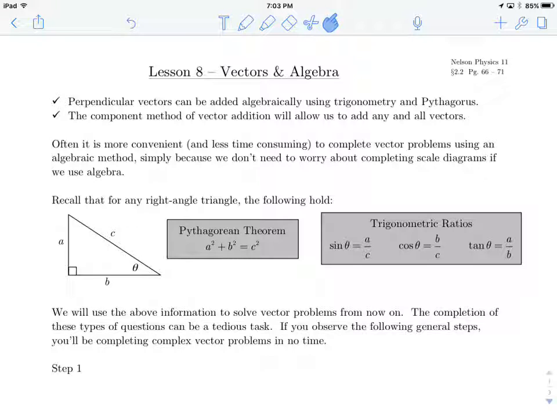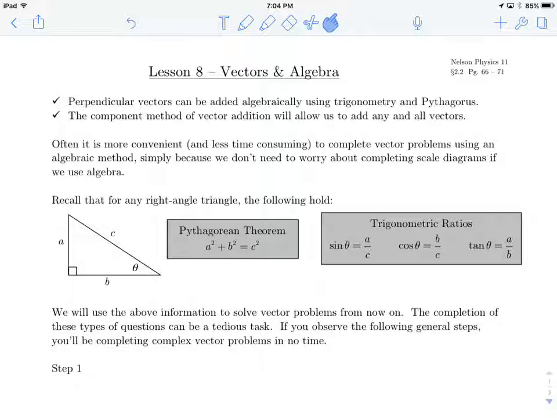We are with lesson 8 in this unit, and we're still talking about vectors in 2 dimensions. Some important things to know, though, is that very often it's much more convenient to use an algebraic approach to solve vector problems rather than using scale diagrams, right? Mainly because this is a much more accurate way to do things. We don't have to estimate using rulers, we don't have to estimate using protractors, we're not drawing sketches. This way we can actually just do some math and we can solve these problems algebraically.